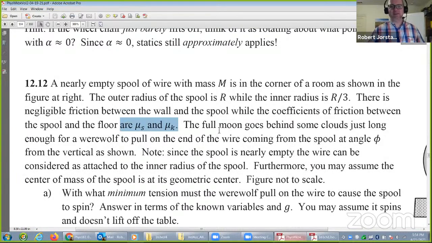Oh, no zombies on this problem. We got a werewolf here. Hello. We got a werewolf pulling this spool. Oh, man. Zombies be damned. All right. So we got some words there.